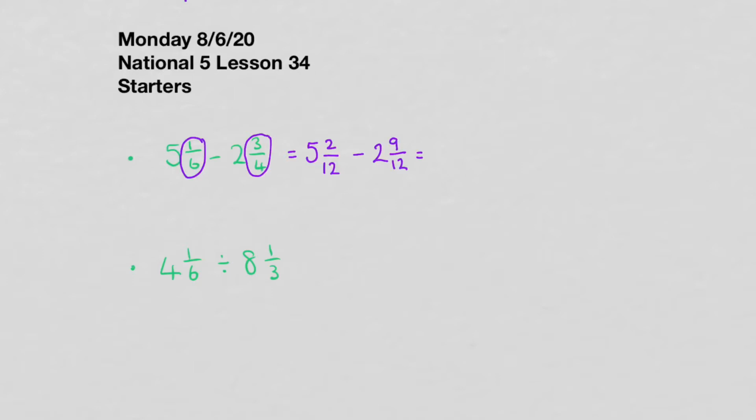Then you can do your subtraction because we've got common denominators now. So deal with the whole numbers first. 5 take away 2 is 3. And then you've got 2 twelfths take away 9 twelfths. So that gives you minus 7 twelfths.